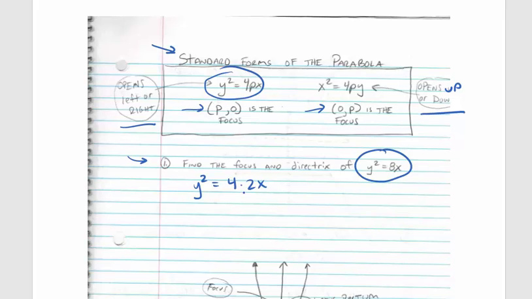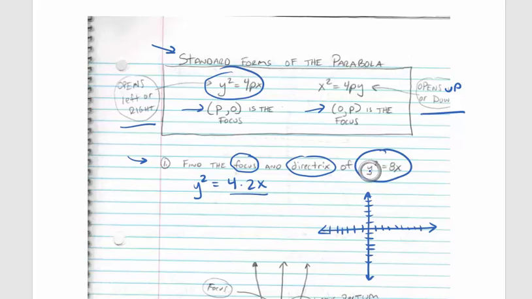Once we get it in that form, it's going to be easy to see that the value of P is 2, because we're in the form y squared equals 4px. Well, right there's my P value. Once I have P, now I can find the focus and I can find the directrix very easily. So let's look at a sketch of this.